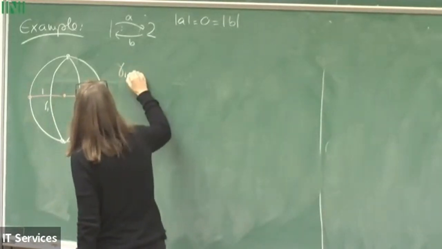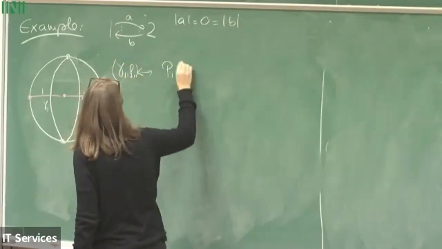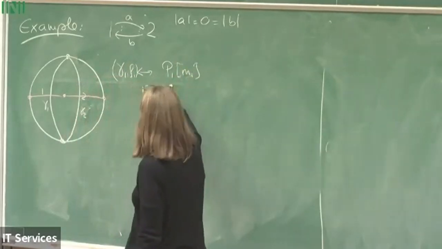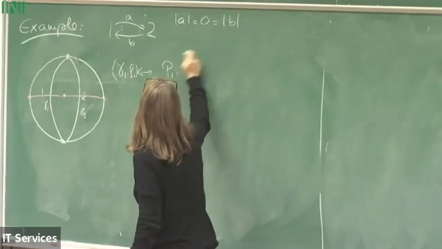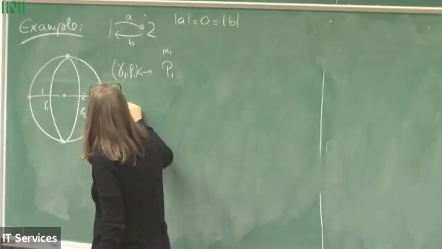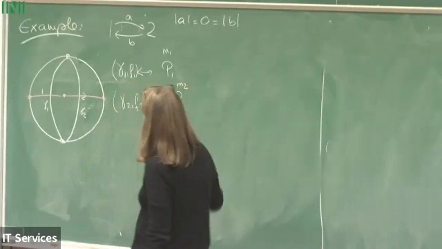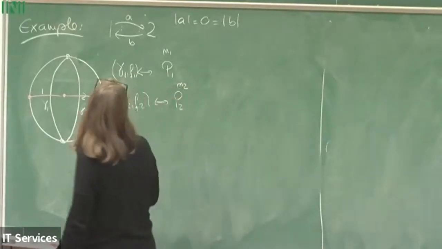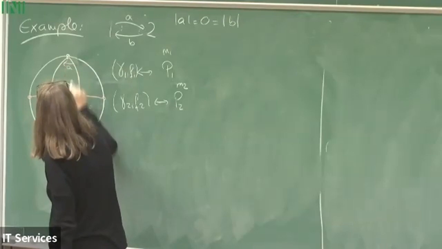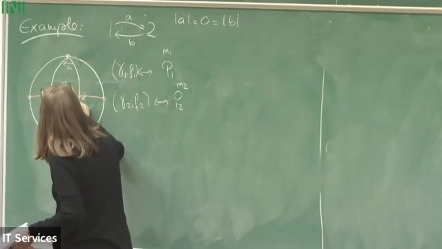And indeed, gamma 1 with some grading F1 corresponds to the projective P1 in some degree M1. And then gamma 2 corresponds to the projective P2 in some degree M2. You could, for example, have this, here we have A, and here we have B, and you could have this curve, let's call it maybe delta.